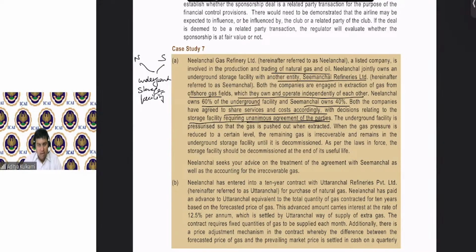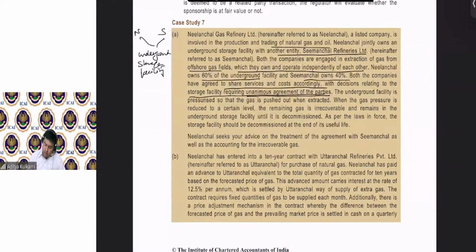Proportionate consolidation. Absolutely right. So Neelanchal will account for 60% of cost, 60% of asset value, 60% of any provision for restoration, etc., if it is there. And Seemanchal will account for 40% of cost, 40% of asset, 40% maintenance, 40% provision, etc. So proportionately they will consolidate the amounts in their financial statements. Is it okay? Yes. Most of you have given the same answer. So moving forward, let us proceed.